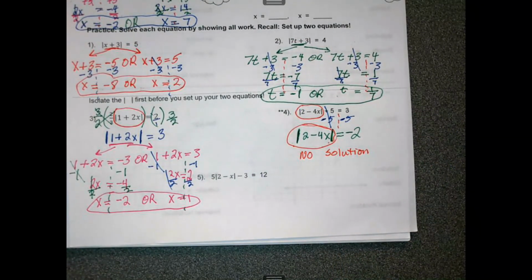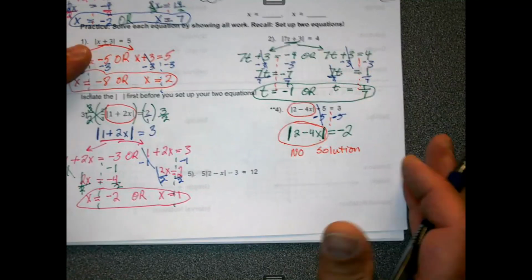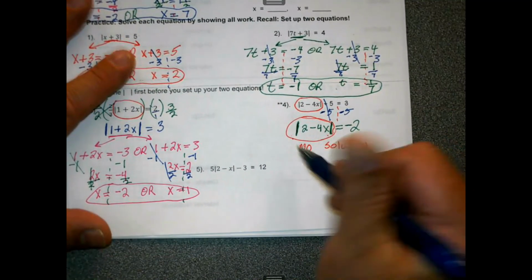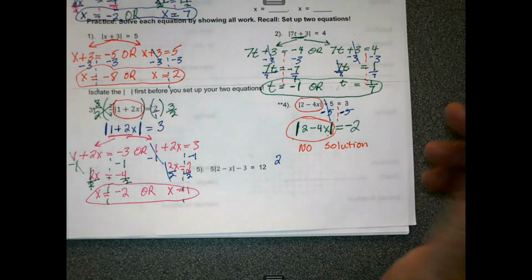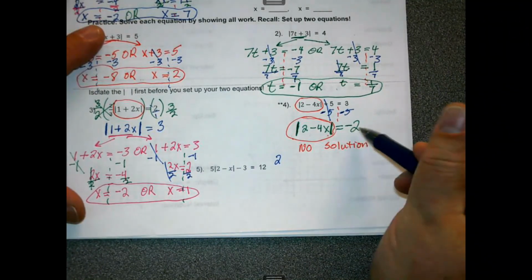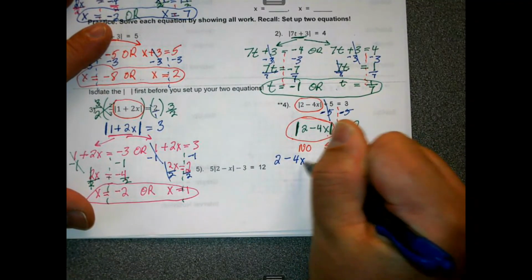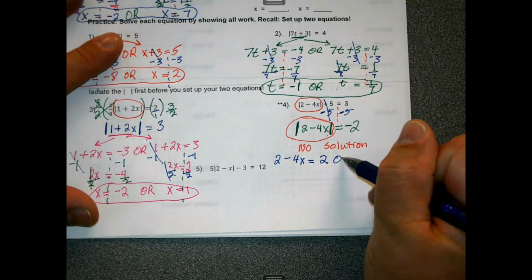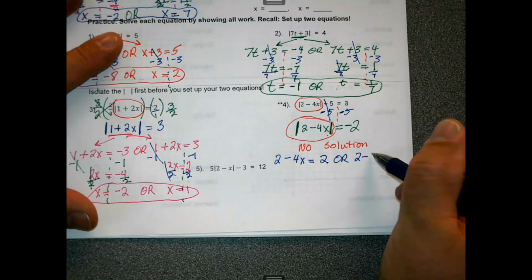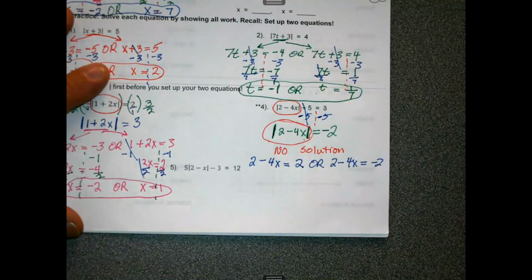Now, if you didn't realize it at this point and you continued on with the problem, well, let's go ahead and continue on. Just because we like to do a lot of work. So I'm going to take the 2, as if I didn't recognize that this is not possible. So 2 minus 4x equals negative negative 2, which is positive 2, or 2 minus 4x equals negative 2. Then I solve each one of them.